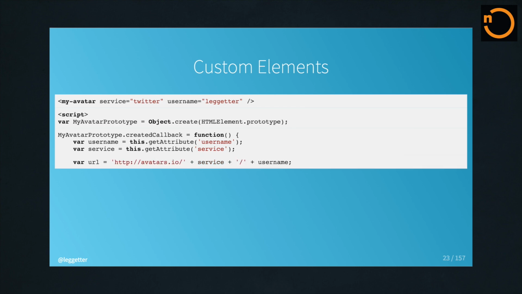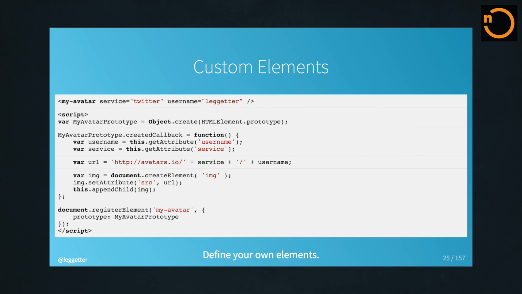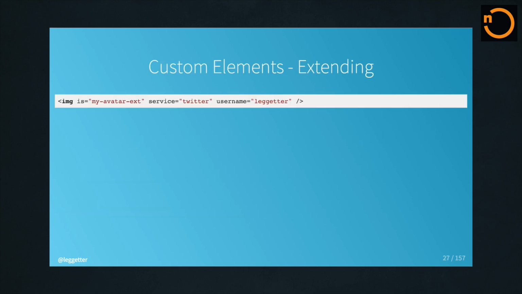I can build my URL, avatars.io/service/username. I'm going to create an image element. I'm going to set the source attribute, so I'm going to use that image element and fetch that image. And I'm going to append it to this, which is the custom element itself, the my avatar. You need to also register that element with the document. So I'm saying register element, my avatar, and the prototype is that object that I've just constructed. And then I can use it. So really simply, I've got my avatar service, Twitter, Legator, Instagram, Legator, and Twitter and forward.js. So I'm straight away using this custom element. It's a really simple example, but it gives you an idea of the sort of things you can do.